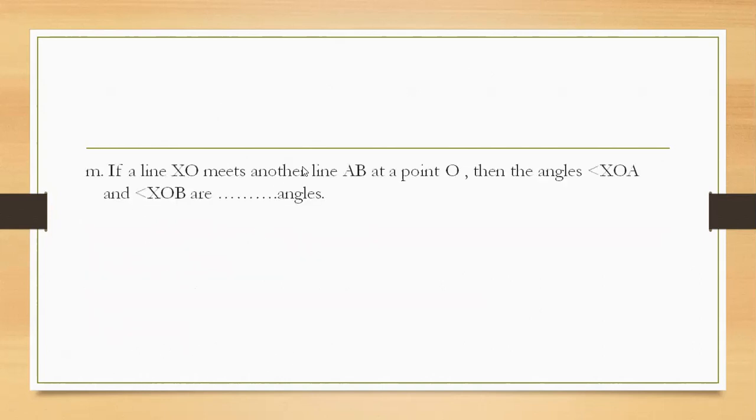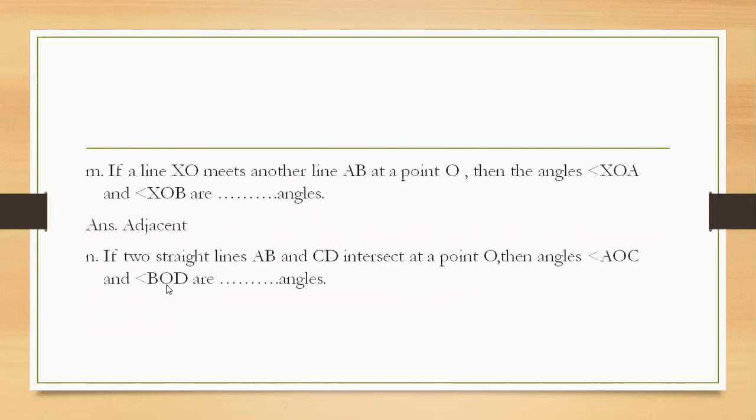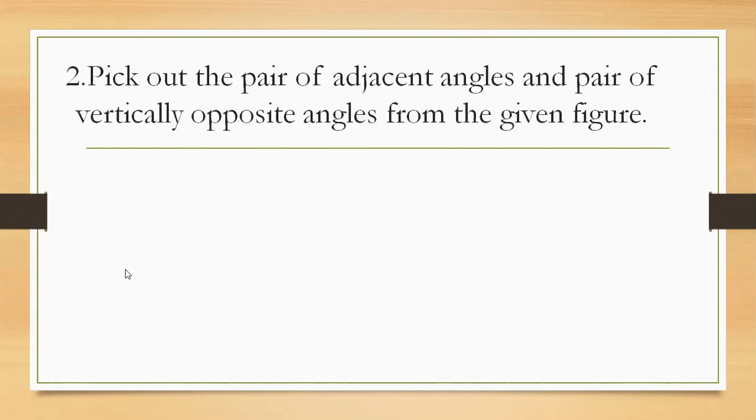Similarly, here when we draw the line XO meeting AB at O, then the angles XOA and XOB are adjacent angles. And if two lines AB and CD intersect, cutting each other at O, then angles BOD and AOC are vertically opposite angles. And here is the figure. From this figure, we have to pick out the pairs of adjacent angles and the pairs of vertically opposite angles.